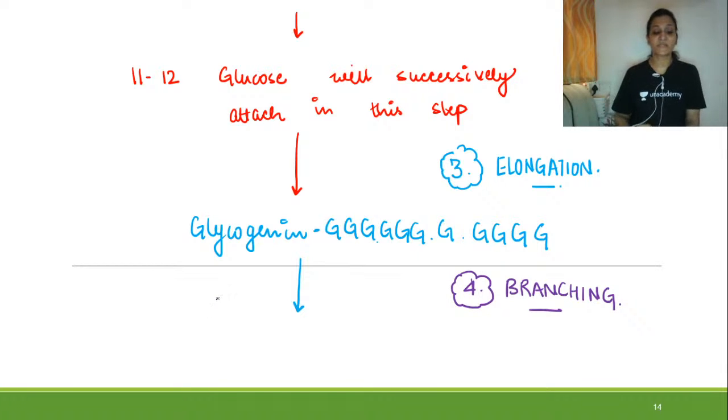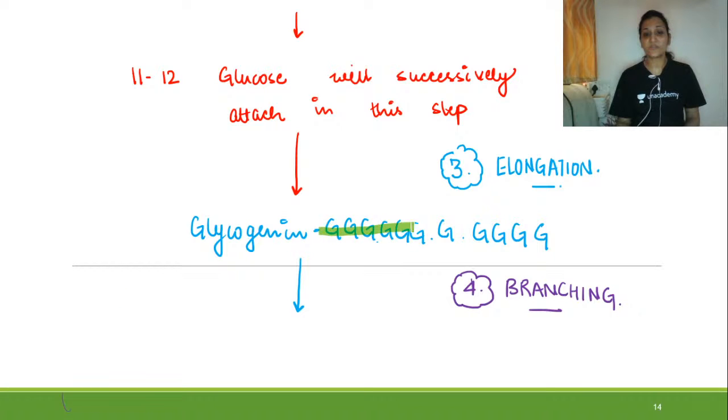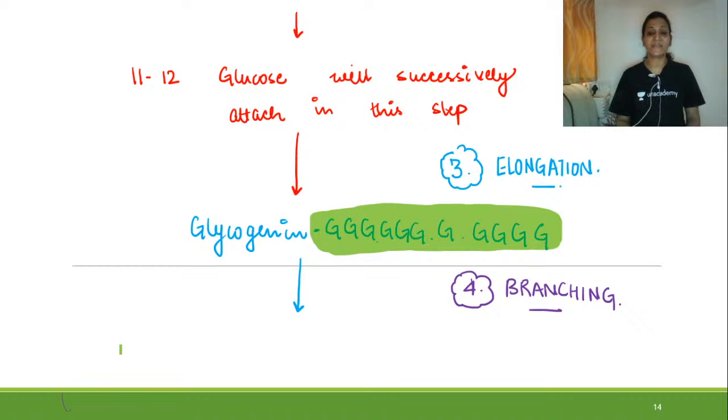Now what happens in this branching? Whenever this particular length of glucose is obtained along with the glycogenin, some of the glucose molecules, around 6 glucose molecules, will detach themselves from this place. When they detach themselves, they will go and bind at some other place. And when these molecules bind at some other place, they will initiate branching. Fine, so let us see how it is occurring.